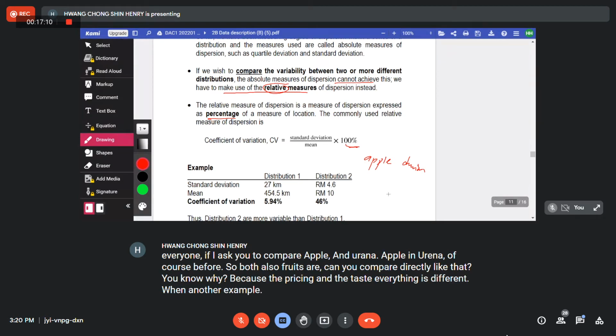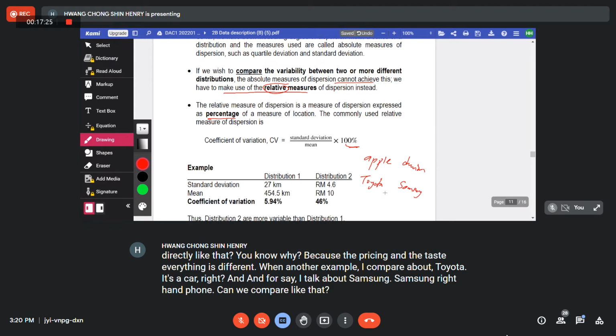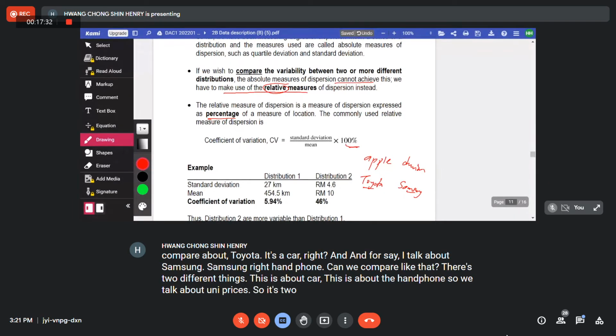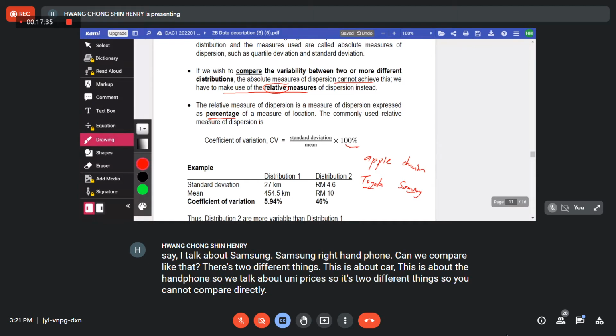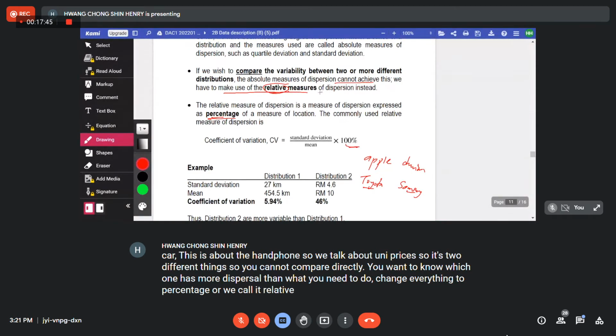Another example, I compare Toyota. It's a car, right? And a handphone, let's say a Samsung brand handphone. Can we compare like that? They are two different things. This is about a car, this is about a handphone. So we talk about unit price and so on. They are two different things, so you cannot compare directly. You want to know which one has more dispersion, then what you need to do? Change everything to percentage, or we call it relative measure of dispersion.